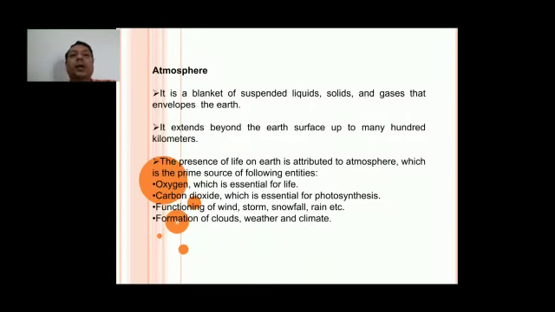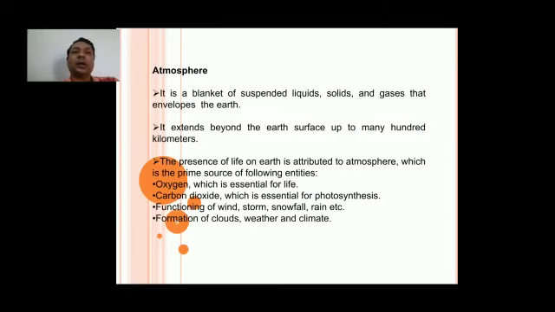Now comes the environment. Atmosphere: it is a blanket of suspended liquids, solids and gases that envelop the earth. It extends beyond the earth's surface up to many hundred kilometers. The presence of life on earth is attributed to the atmosphere, which is the prime source of the following entities: oxygen, which is essential for life and essential for our respiration.